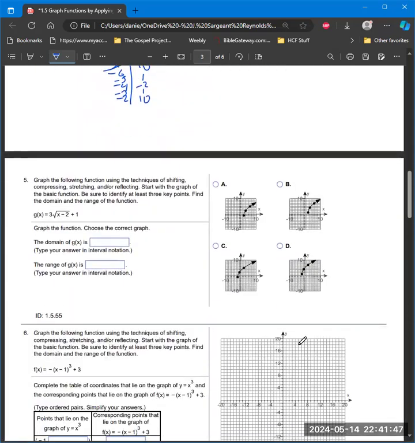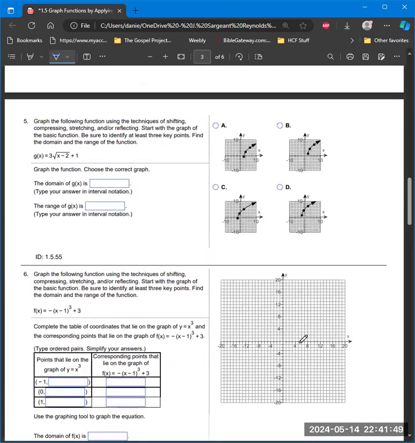All right, let's look at the next problem here. The graph of the following function. Graph it using the techniques of shifting, compressing, stretching, and/or reflecting. Start with the graph of the basic function and be sure to identify at least 3 key points. Find the domain and range of the function.